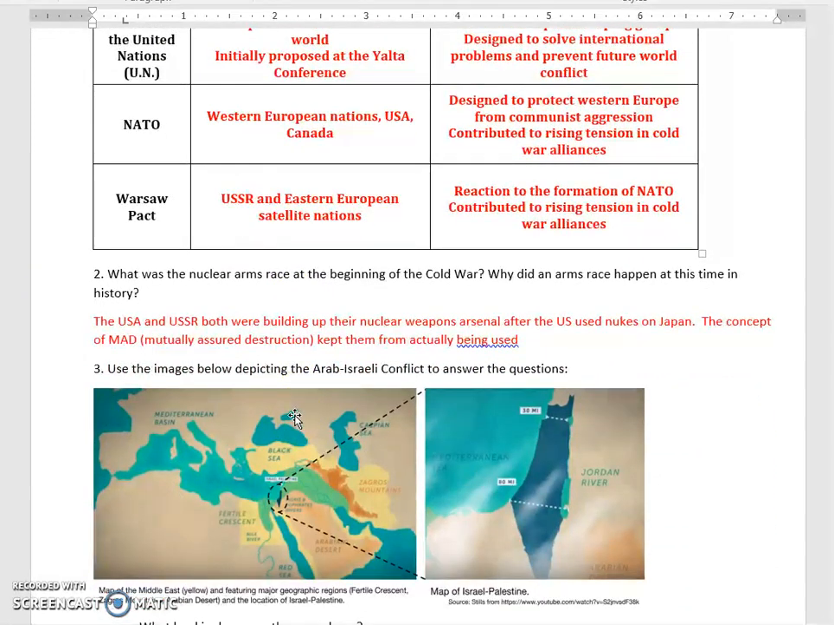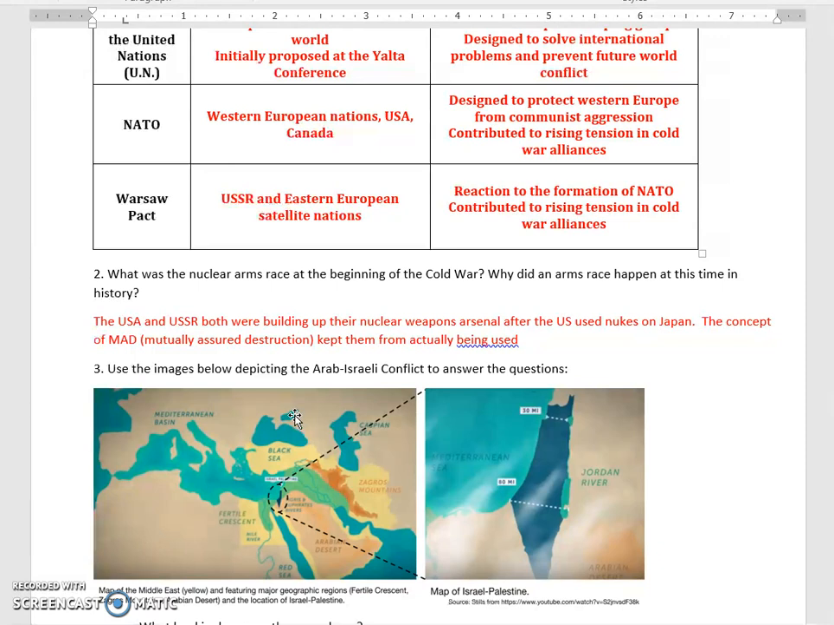The nuclear arms race. This was when both the Soviet Union and the US built up their nuclear weapon arsenals. Neither one ever really used the weapons, but this was mostly due to the concept of mutually assured destruction, where if one country fired a weapon, the other one would fire back and they would both be destroyed.